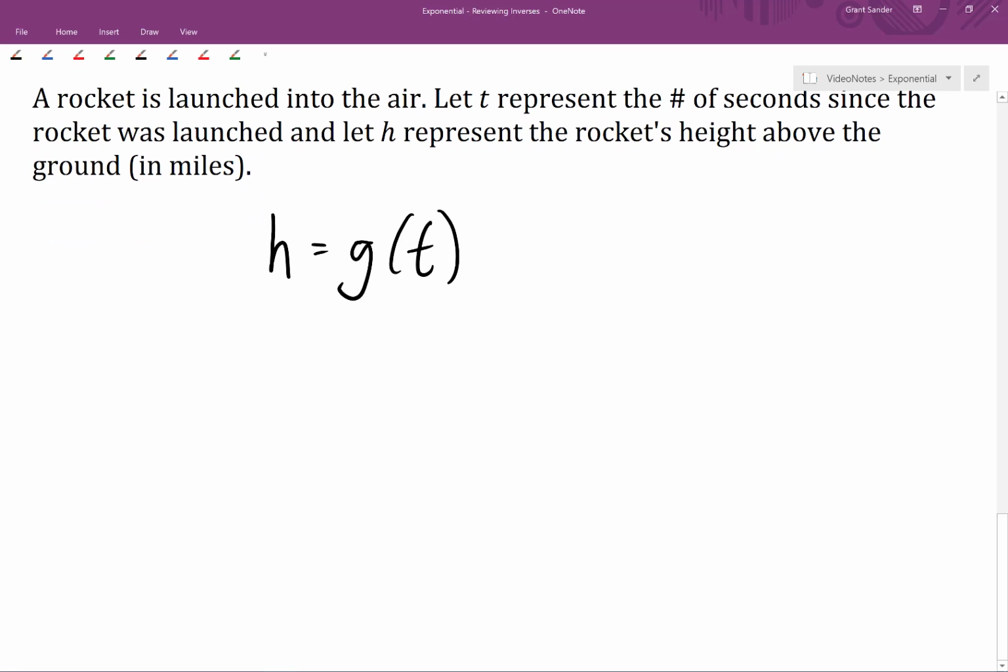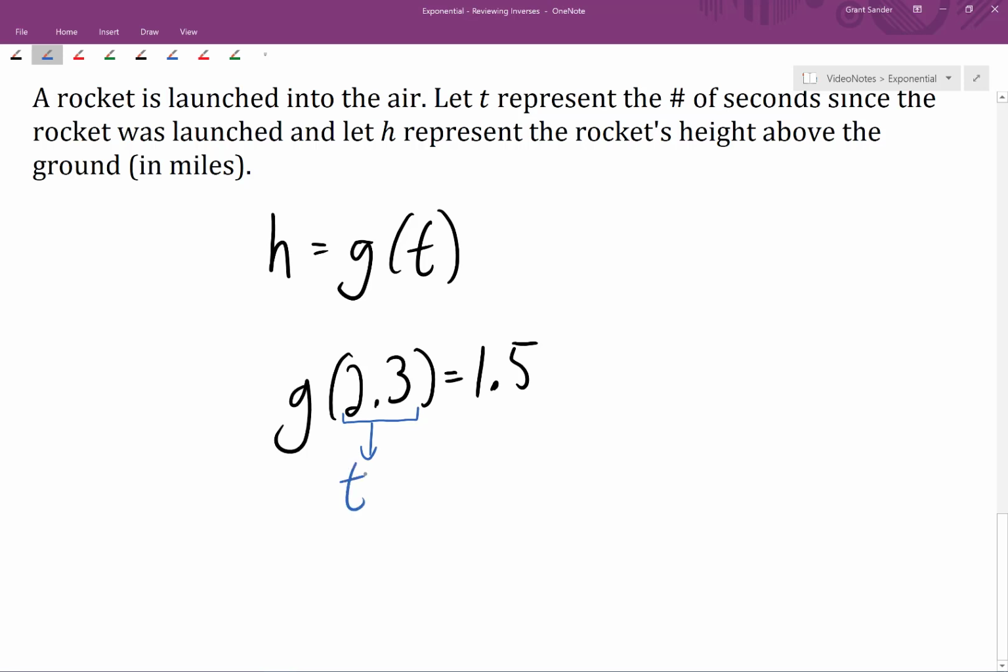So we know that h equals g of t, and if we wrote something like g of 2.3 equals 1.5, if we were to write a statement like this, then we can make sense of what this means. The input to g, this 2.3, is a value of t, which is a number of seconds. And then the output of g is a value of h, which tells us that when 2.3 seconds have elapsed since the rocket was launched, the height of the rocket above the ground is 1.5 miles.